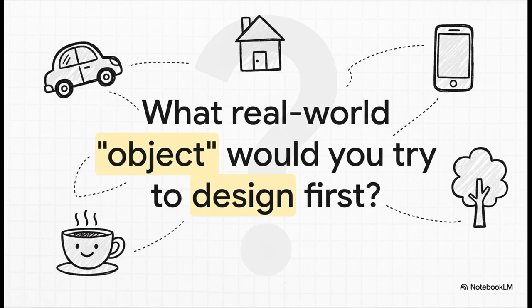So there you have it, a whirlwind tour of object-oriented programming. But now it's your turn. Just look around you right now. What's the first real-world object you can see that you would try to design in code? A coffee mug? A laptop? A pet? The possibilities are literally endless.